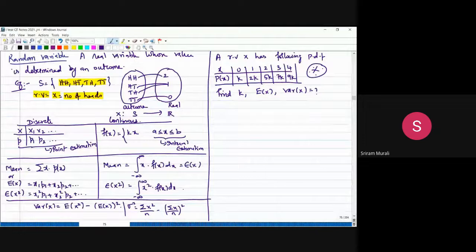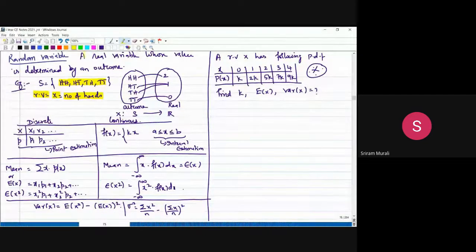Can it not be tail? Yes. If you assume tail, this will become 0, this will become 0, this will become 1, this will become 2. Otherwise, this is the answer. So what is a random variable? Outcome basically doesn't have any value, but its value is found as a real number. That process is said to be a random variable.